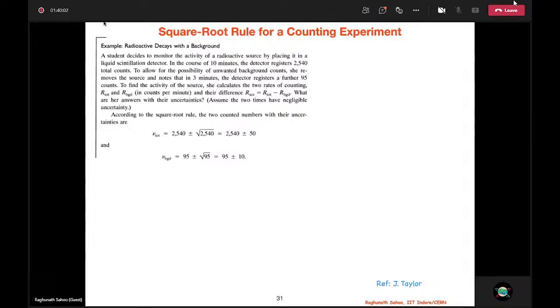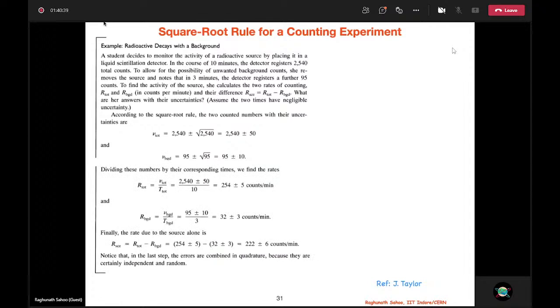So what is the answer on their uncertainties? As you know, the counting rule is the square root rule. So the final number you should quote is 2540 plus or minus the square root of that number. Then, if there is a requirement of rounding off, you do the rounding off. So you have 2540 plus or minus 50. Similarly for background, it is 95, so you make it 95 plus or minus 10, because the square root of 95 is close to 10.